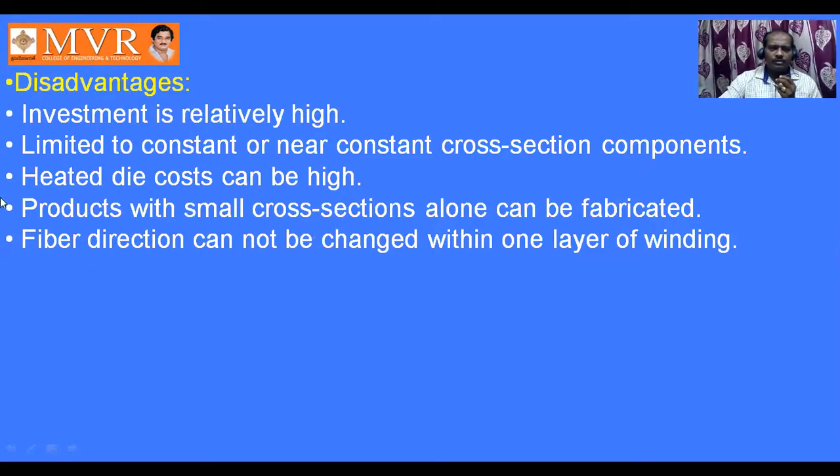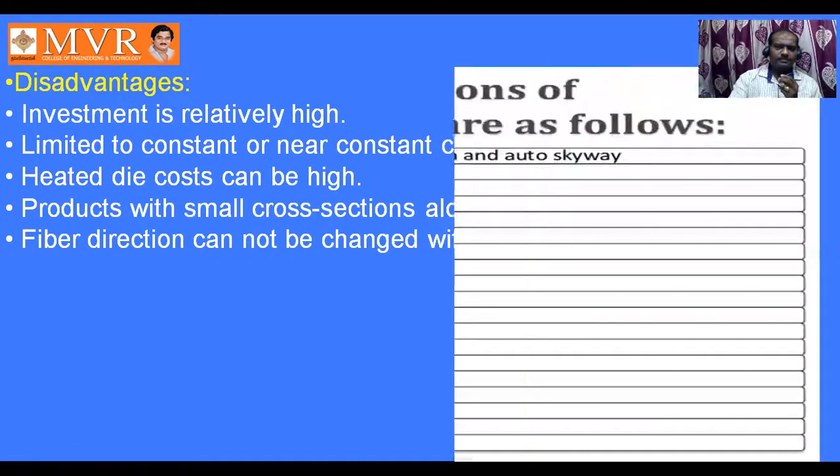So all are known terms only. Investment is high, thin cross sections are there, heated dies are going to be somewhat higher in cost, and products are going to be made with a single cross section. If you want to go double, you should go for another layer on the product.